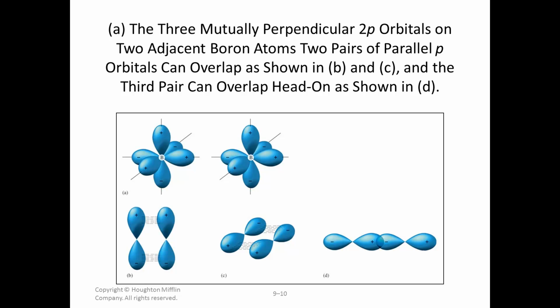Now boron has 3 mutually perpendicular 2p orbitals on 2 adjacent boron atoms to form B2. The orbitals can overlap as shown in B and C, and the third can overlap head-on as shown in D.